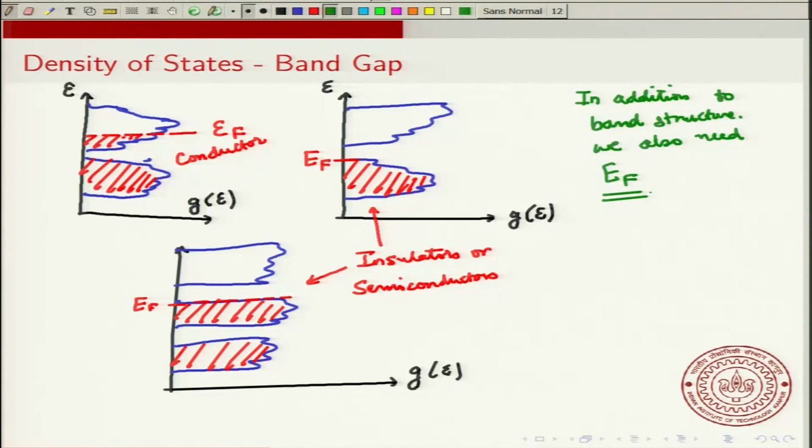Now, at 0 Kelvin, we just find the Fermi energy by filling states from the bottom. At finite temperature, there can be some excitations. So, at finite temperature, there is a probability that even the more excited states are also possible. So, at non-zero temperature, where T is greater than 0, excited states are also occupied.